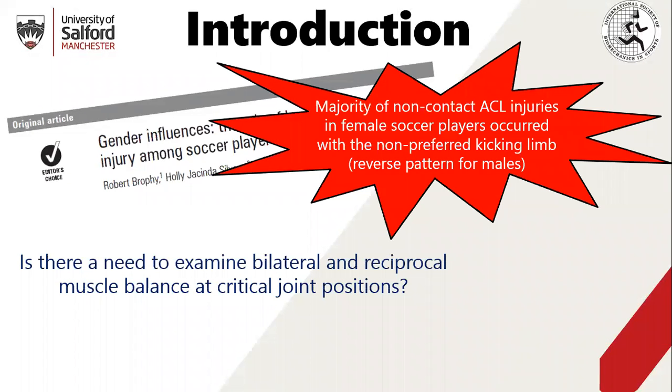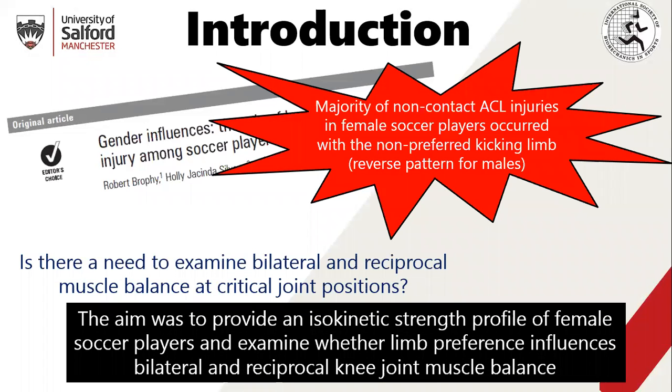Examining bilateral muscle balance with the limb close to full knee extension may help provide information to identify whether muscle imbalances exist at critical regions of joint position. Therefore, the aim of this study was to provide an isokinetic strength profile of female soccer players and examine whether limb preference influences bilateral and reciprocal knee joint muscle balance.